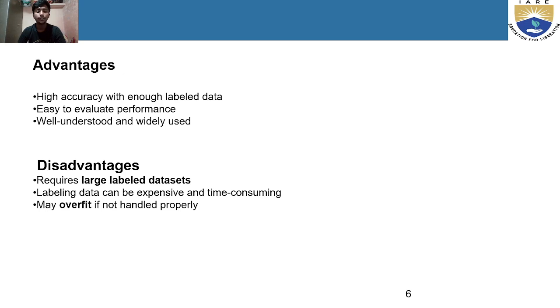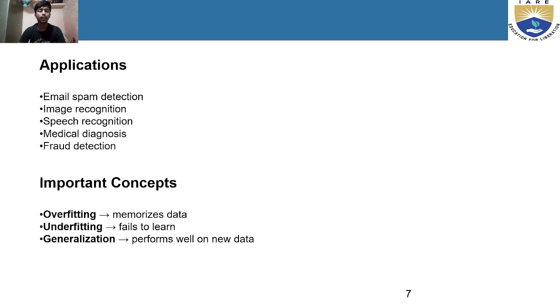Advantages are high accuracy if there is enough labeled data, easy to validate performance, well understood and widely used. Disadvantages are that it requires a lot of labeled data, which can be expensive and time consuming, and it may overfit if not handled properly. Applications are mail spam detection, image recognition, speech recognition, medical diagnostics, fraud detection.